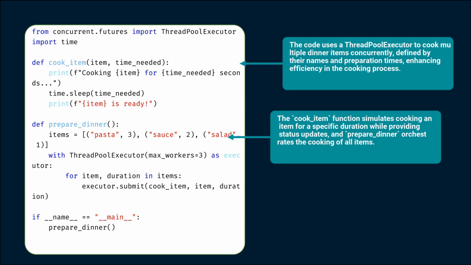Next, the prepareDinner function is where the real concurrency comes into play. We create a list of items, each paired with its respective cooking duration. Using a thread pool executor, we can define a pool of concurrent threads with a maximum of 3 workers in this case. For each dish in our list, we submit the cookItem function to the executor, which schedules the tasks to run concurrently. This approach allows us to efficiently manage cooking times, reflecting a real kitchen scenario where multiple dishes can be prepared simultaneously without getting in each other's way.